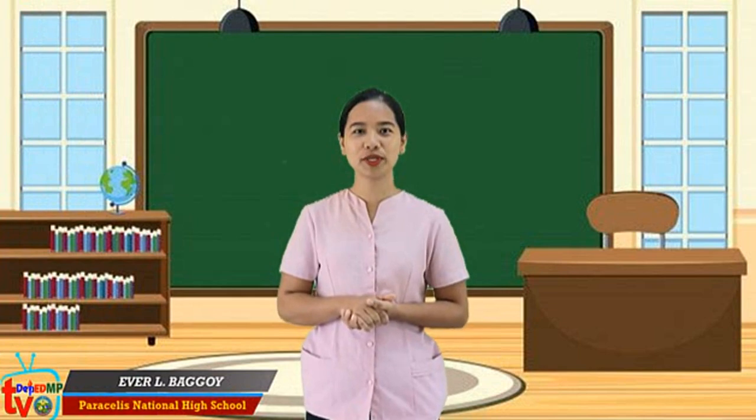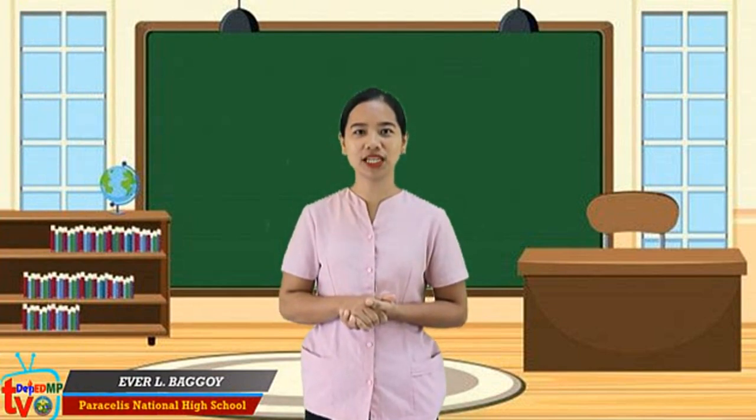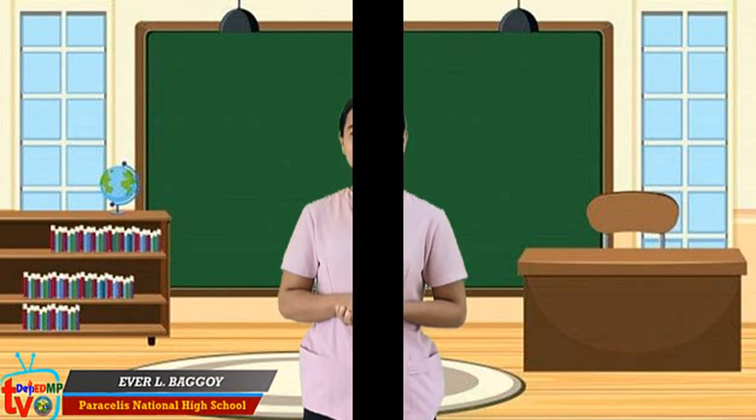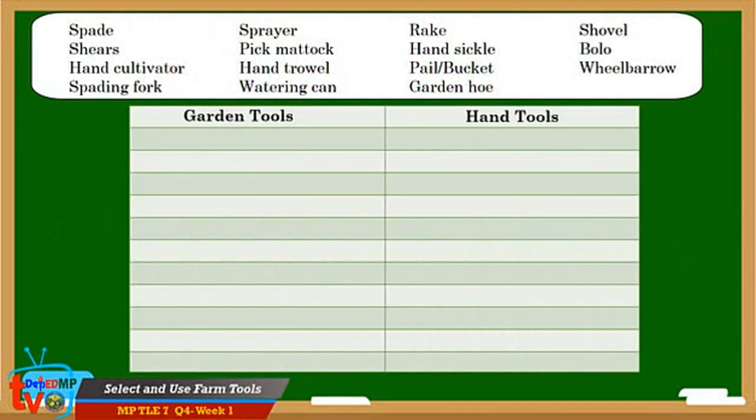For you to be able to master our lesson, you have to answer the following activities. Activity 1. Classify the tools given inside the box by writing them under proper heading. Classify them as garden tools or hand tools, just like the following slide. Spade is under garden tools and shears is under hand tools.